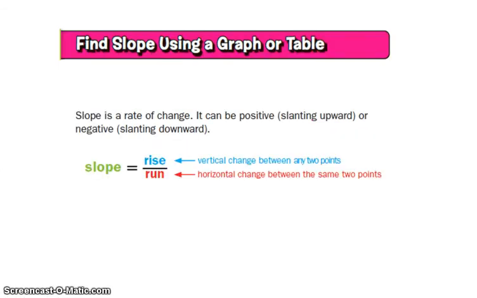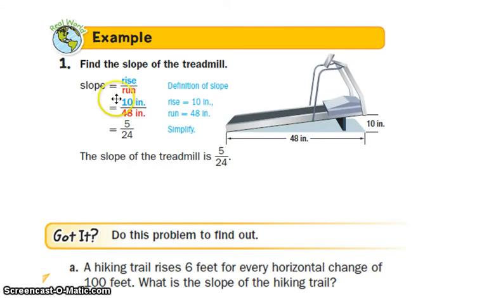So let's see how we can calculate that number. Okay, again, slope is a rate of change, and that's what we talked about in Lesson 1. Okay, your rate of change, it can be positive, or we've learned that it can be negative. Okay, so I'm sure this is familiar to you. Slope equals rise over run. Your rise is the vertical change, and your run is the horizontal change. Again, vertical goes up and down. Run is horizontal.